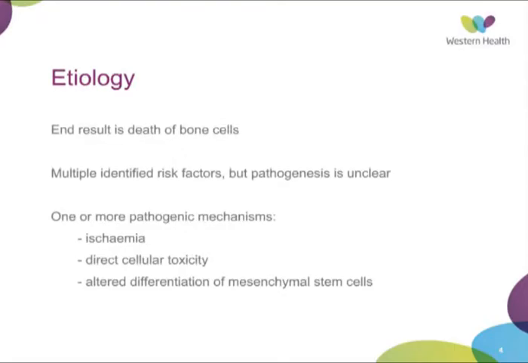The etiology, the end result of avascular necrosis, is the death of the bone cells itself within the femoral head. Think of etiology in this instance as both risk factors as well as the actual pathogenesis of avascular necrosis. So there are multiple risk factors that have been identified, either direct or indirect, although their mechanism is unclear. So the pathogenesis is actually still unclear. It's thought to be multifactorial, and I think can be broken up into thoughts of it being either ischemic, direct cellular toxicity, or there's an altered differentiation of the mesenchymal stem cells itself.